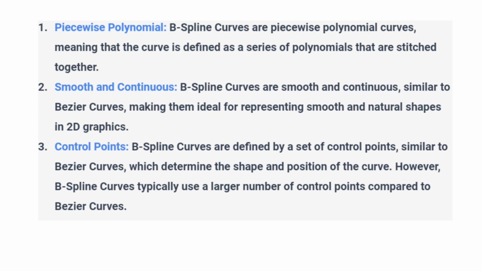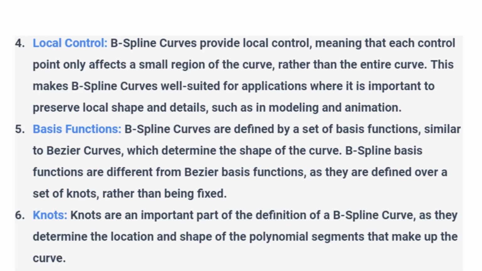B-spline curves are smooth and continuous, similar to Bezier curves, making them ideal for representing smooth and natural shapes in 2D graphics. Control points. B-spline curves are defined by a set of control points, similar to Bezier curves, which determine the shape and position of the curve. However, B-spline curves typically use a larger number of control points compared to Bezier curves.